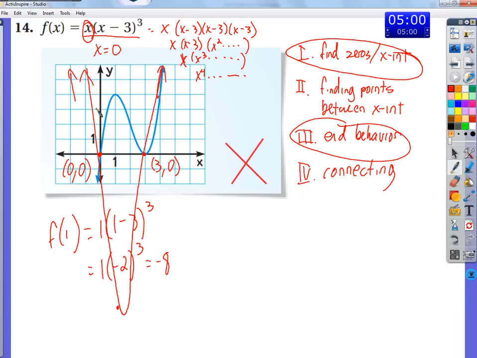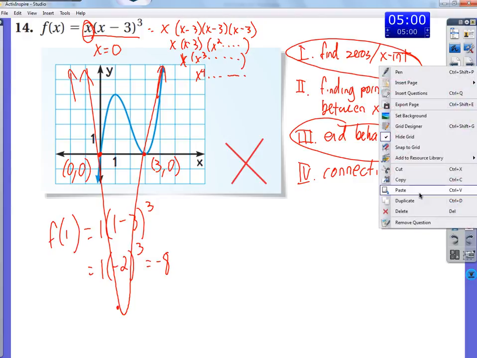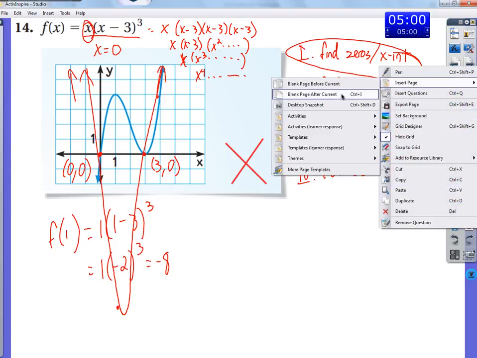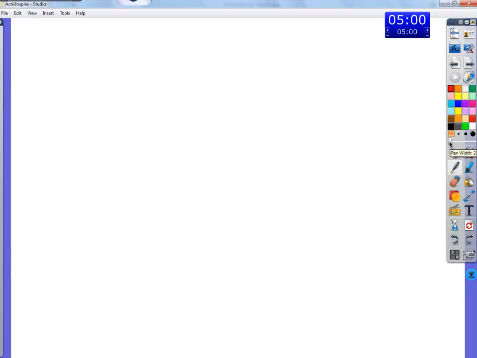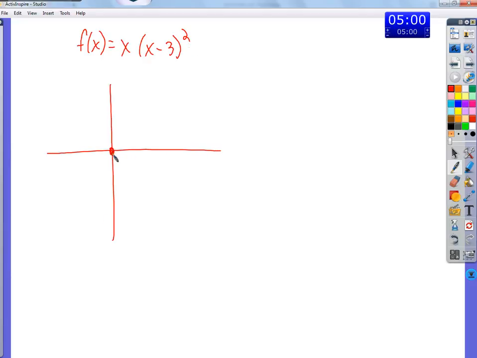So there you go, there's the right graph. The wrong end behavior, something went wrong. Let me show you what it is. There's this thing about when you have the same factor multiple times. Let's take theirs and do x times x minus 3 squared. It's going to be really similar, slightly different. Our x-intercepts should still be 0 and 3.